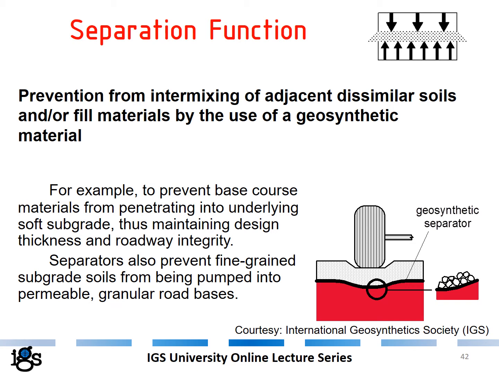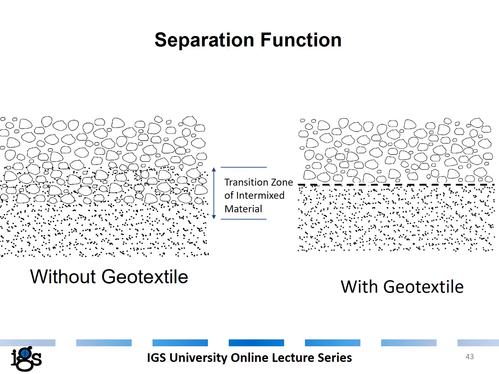It is defined as prevention from intermixing of adjacent dissimilar soils and/or fill materials by the use of a geosynthetic material. For example, to prevent base course materials from penetrating into underlying soft subgrade, thus maintaining design thickness and roadway integrity. Separators also prevent fine-grained subgrade soils from being pumped into permeable, granular road bases. The separation function can be explained with these simple sketches.